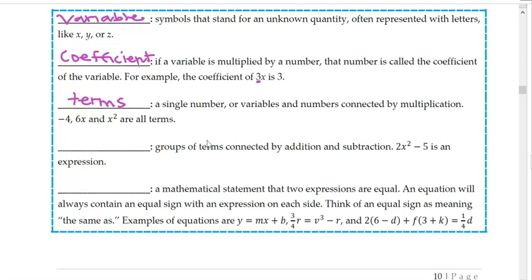And then an expression is the groups of terms connected by add and subtract here. And notice that there's no equal sign in that. Okay, expressions don't have equal signs in them. But equations is the next thing we need to talk about. Equations are mathematical statements that are equal, so they will have an equal sign in them.